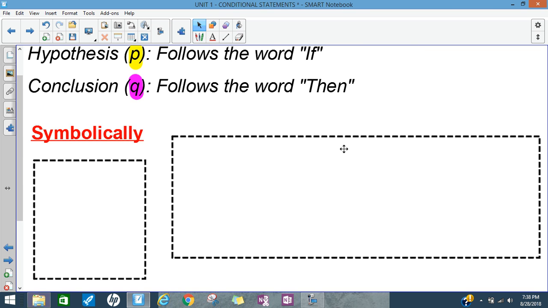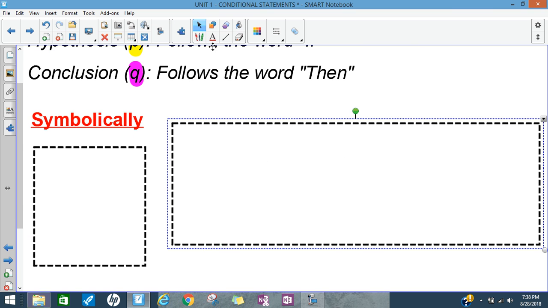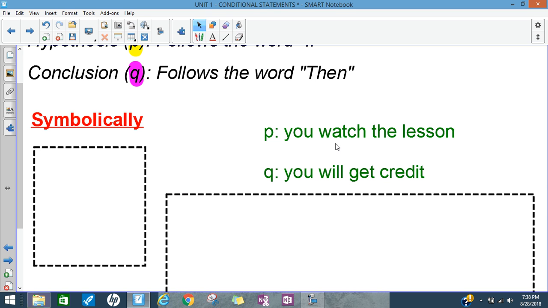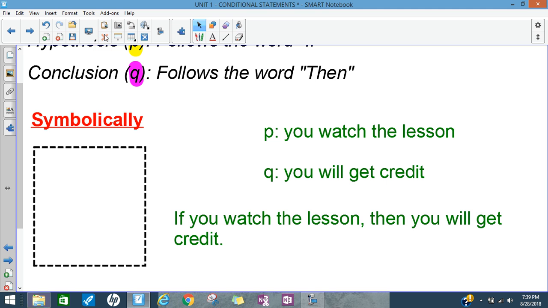And so let me give you an example, and then I can show you some symbols. So if I have a statement P that says you watch the lesson, and a statement Q that says you will get credit. If I want to write that as an if-then statement, P is my hypothesis. That's going to go between if and then. Q is the conclusion. That's going to go at the end. And I have this conditional statement that says, if you watch the lesson, then you will get credit.